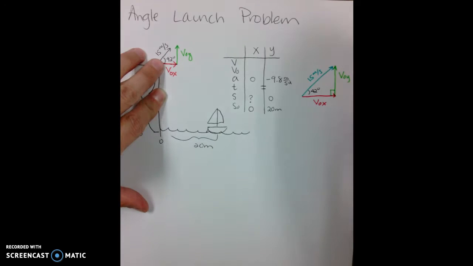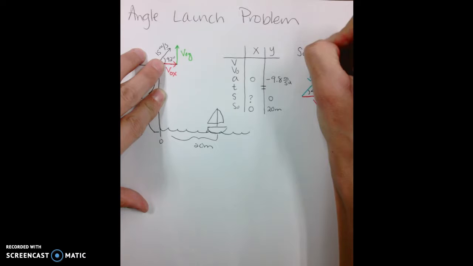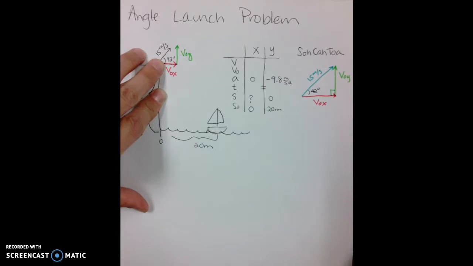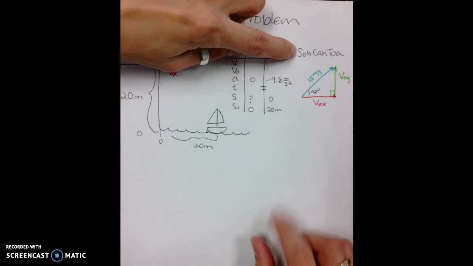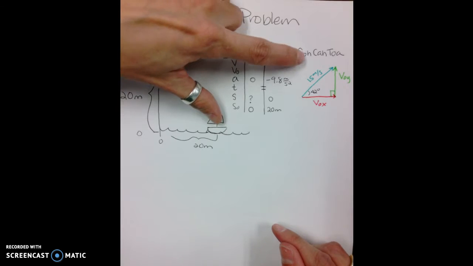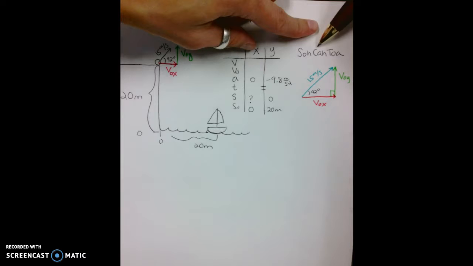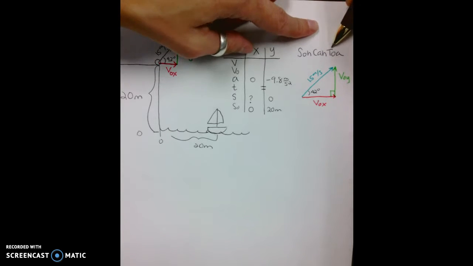And so I can use, if I remember SOHCAHTOA, it tells me what trig functions to use. So S stands for sine, and it tells me that the sine of theta is equal to the opposite side over the hypotenuse. The cosine of the angle is equal to the adjacent side over the hypotenuse, and the tangent of the angle is equal to the opposite side over the adjacent.